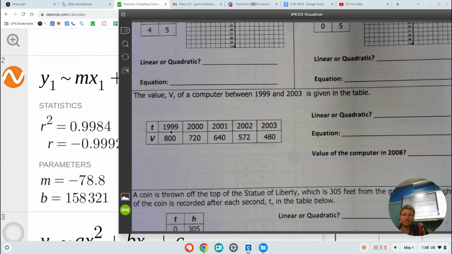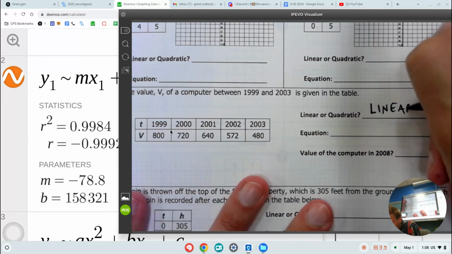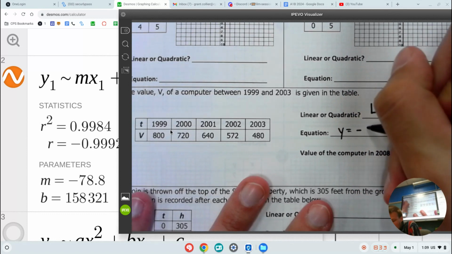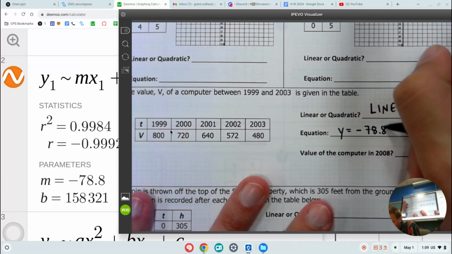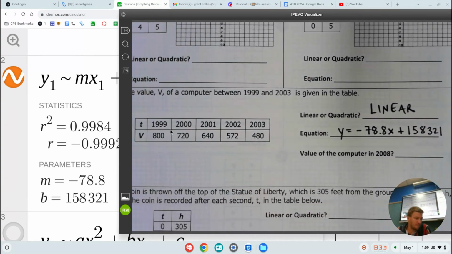Right? So obviously the numbers are going to be big. We're working with linear because it's good enough. We're going with the equation y equals negative 78.8x plus 158,321. Sheesh, big, big number. In fact, that still ain't enough to buy a house nowadays. So true, so true. Now, we still have one more piece here.